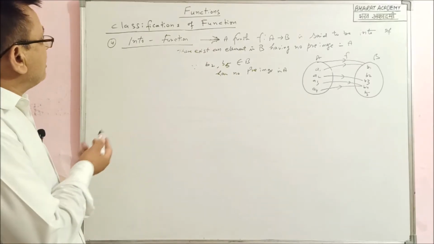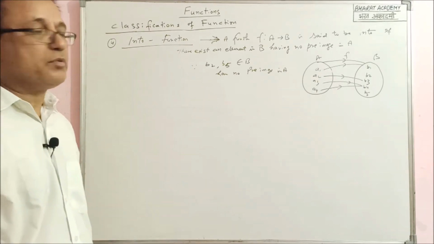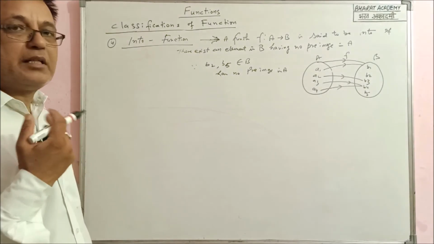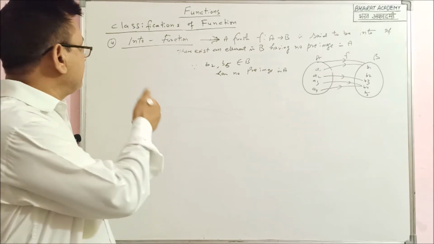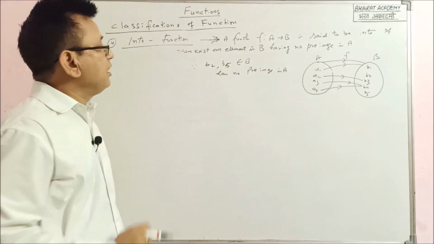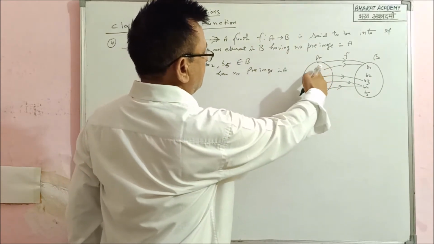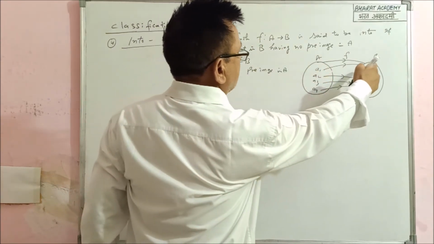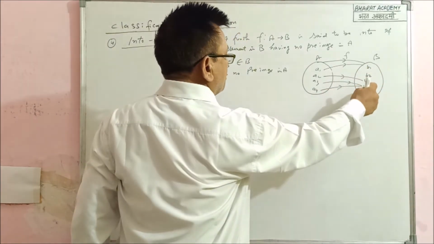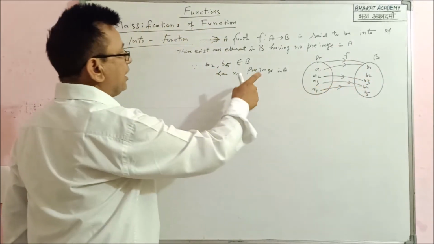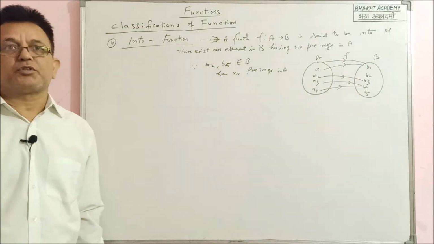Now student, the fourth type of function is the into function. A function f from A to B is said to be an into function if there exists an element in B which has no pre-image in A. Suppose here is a function f from A to B. A contains a1, a2, a3, a4, and the set B contains b1, b2, b3, b4, b5. It's quite obvious that the elements b2 and b5 in the set B have no pre-image in A. So this is the case of an into function.